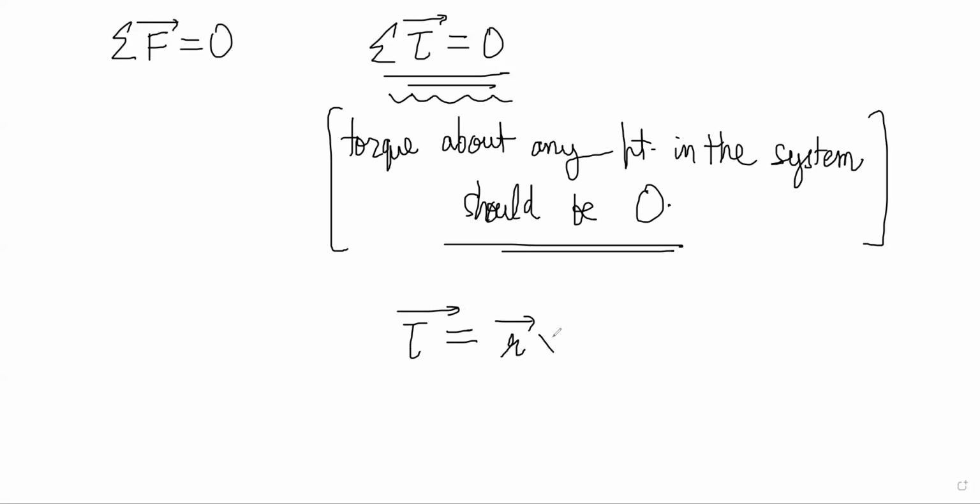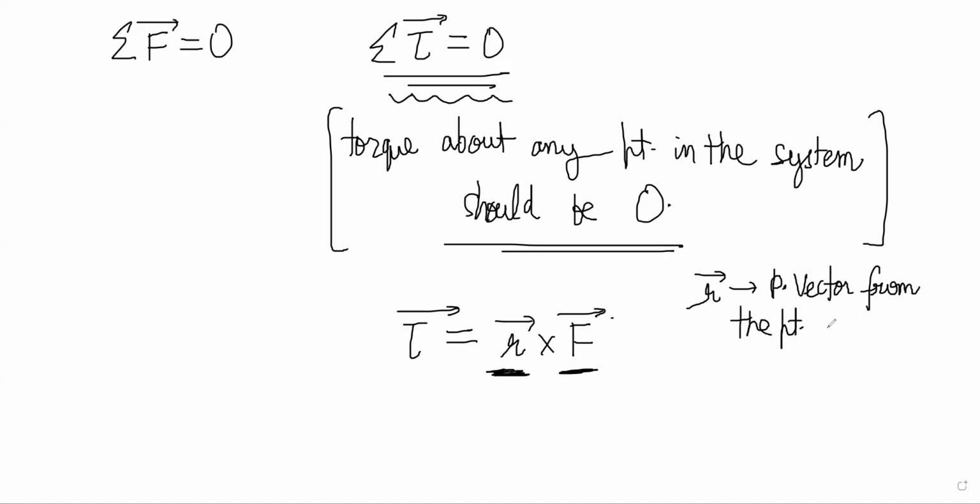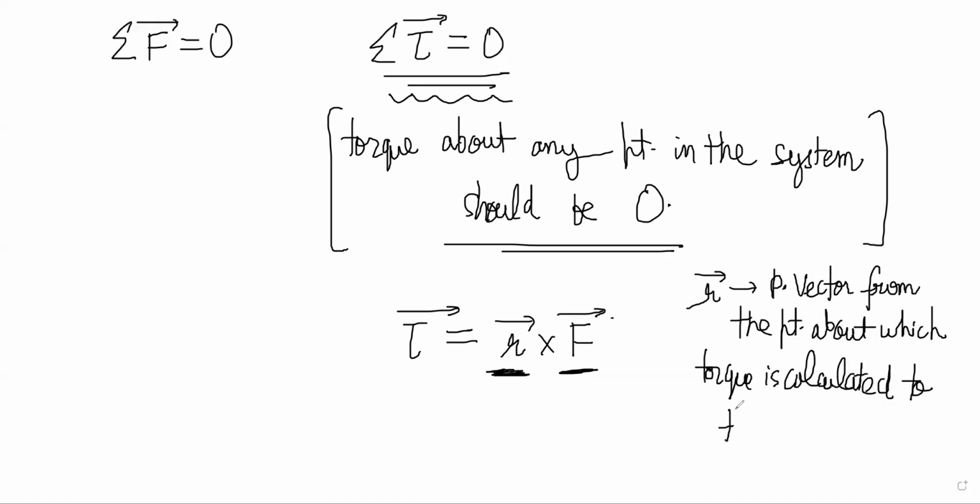And in order to calculate torque, you should employ the use of vectors. And torque is defined as r cross F. Here, you should be clear about what r means and F means. R is the position vector from the point about which you are taking torque, about which torque is being calculated, to the point of application of the force.